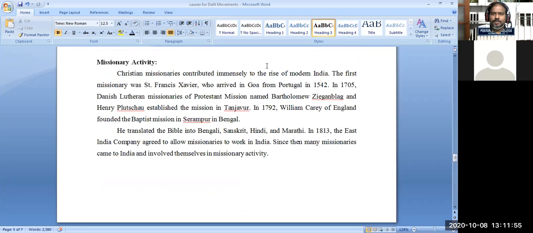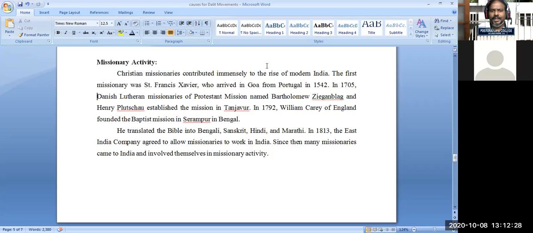Okay, so when you see the missionary activity, Christian missionaries contributed immensely to the rise of modern India. The first missionary was St. Francis Xavier, who arrived in Goa from Portugal in 1542. In 1705, Danish Lutheran missionaries of the Protestant mission, Bartholomew Ziegenbalg and Henry Plütschau, established the mission in Tanjore. In 1792, William Carey of England founded the Baptist mission in Serampore.